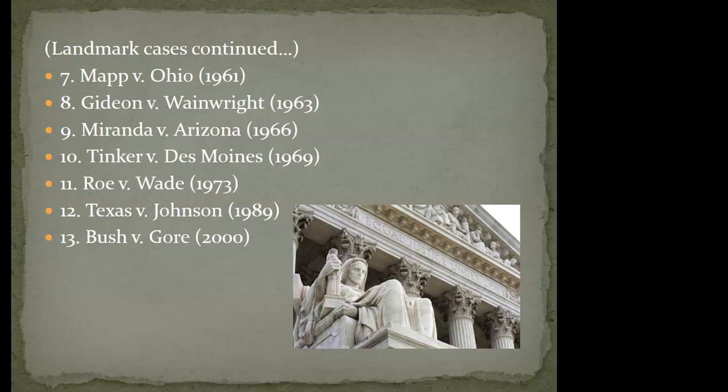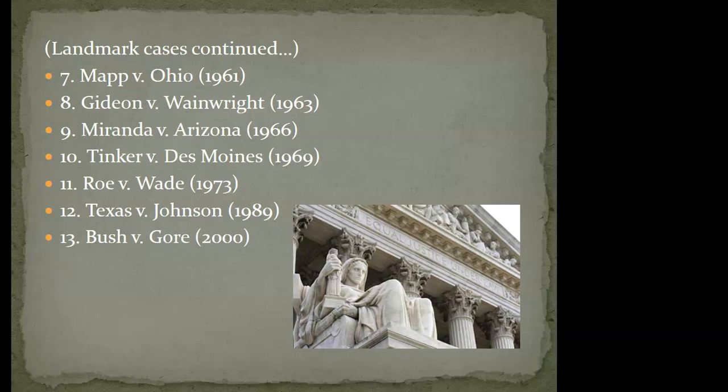In this one, Gideon versus Wainwright, Gideon was accused of a crime and was frankly very poor and was unable to afford his own counsel, and was basically denied counsel in the courtroom. And that was found to violate Gideon's rights because part of what the Constitution or the Bill of Rights protects is due process. And if you do not have the ability to defend yourself in a court of law, that is not fulfilling due process. So Gideon versus Wainwright protected due process and basically reaffirmed the right of the accused to have counsel in a court of law. Number 9 is Miranda versus Arizona.